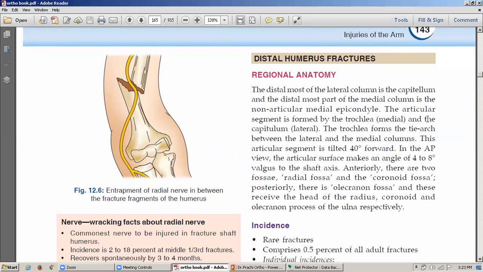The trochlea forms the tie arch between the lateral and medial columns, and this articular segment is tilted 40 degrees forward. So in the AP view, the articular surface makes an angle of 4 to 8 degrees valgus to the shaft axis, and anteriorly there are two fossae. First, the radial fossa, and the coronoid fossa; posteriorly there is the olecranon fossa. These receive the head of the radius, coronoid and olecranon process of the ulna respectively.